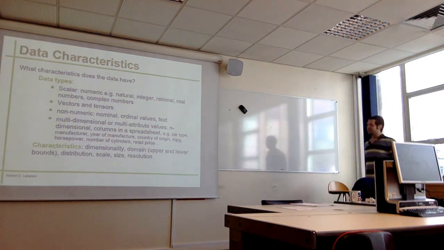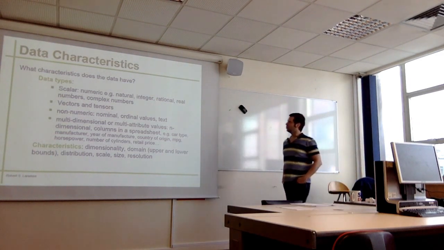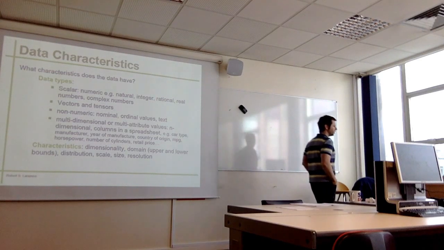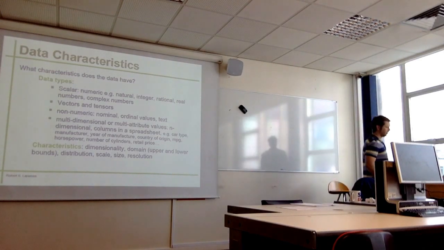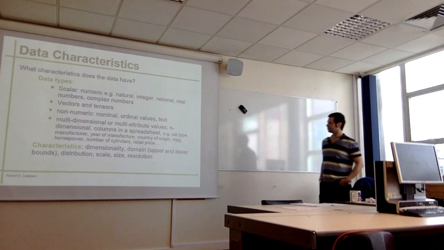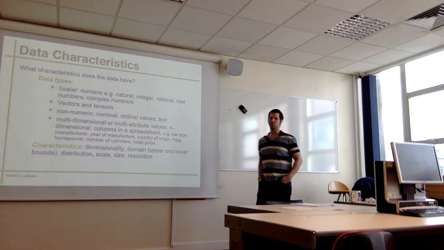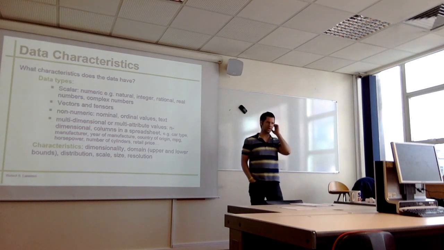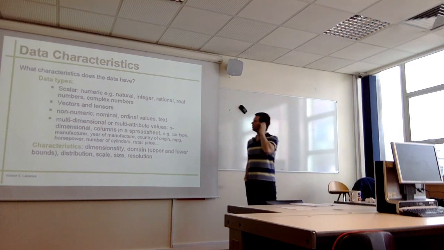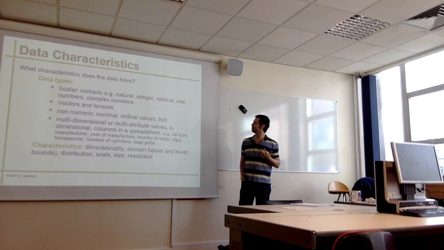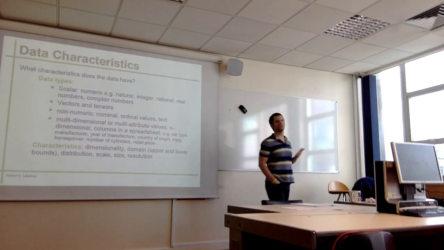So there are different data types, right? We have what we call scalar data, vector data, and multidimensional data. Scalar data is usually described as a number. This is what you usually think of as data, right? Numbers, right? You have natural numbers, integers, rational numbers, real numbers, complex numbers.